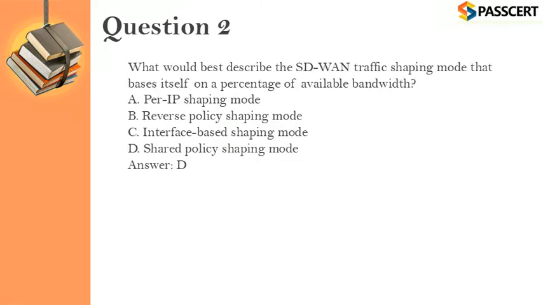Question 2. What would best describe the SD-WAN traffic shaping mode that bases itself on a percentage of available bandwidth? A. Per IP shaping mode. B. Reverse policy shaping mode. C. Interface-based shaping mode. D. Shared policy shaping mode. Answer: D.